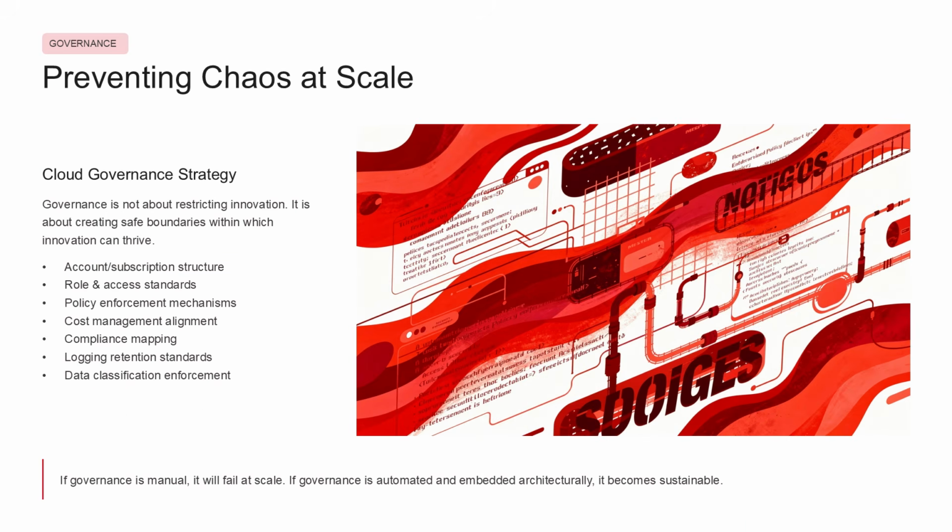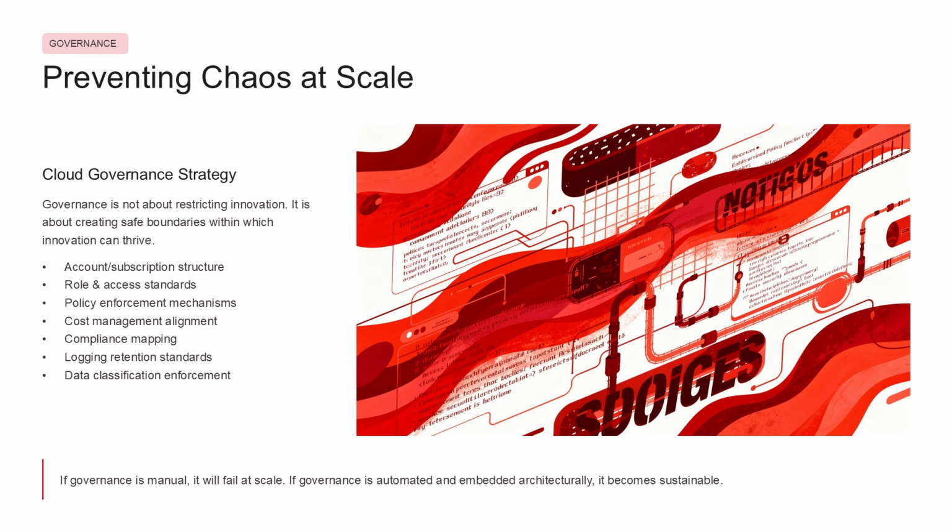Cloud introduces agility. Without governance, agility becomes risk. Cloud governance strategy must define account or subscription structure, role and access standards, policy enforcement mechanisms, cost management alignment, compliance mapping, logging retention standards, data classification enforcement. Governance is not about restricting innovation. It is about creating safe boundaries within which innovation can thrive.